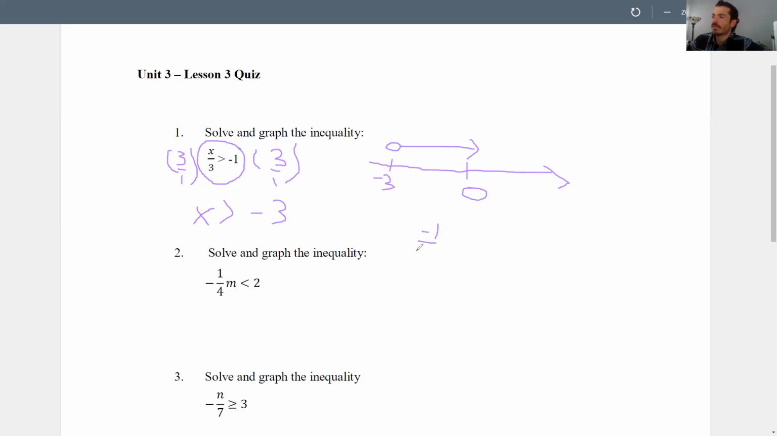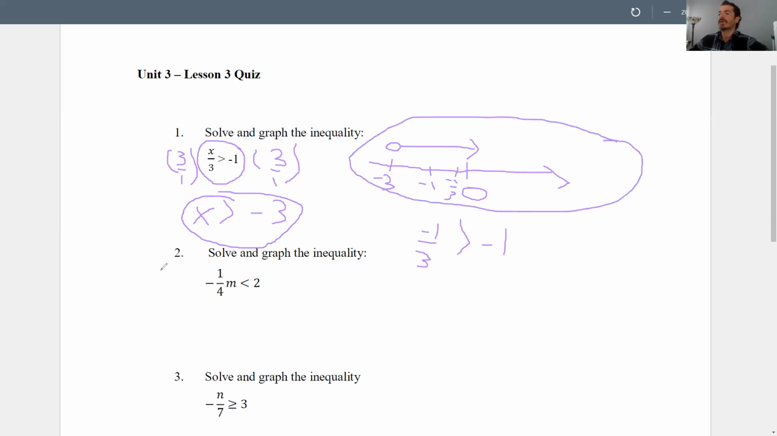-1 all over 3. That's -1/3 is greater than -1. That's true. If -1 is here, -1/3 is over here. -1/3 is to the right of -1. So we've done it correctly. Yay. All right. So this is the answer. That's the solution. And here is my graph. That's all you really need. Okay, solve and graph the inequality.